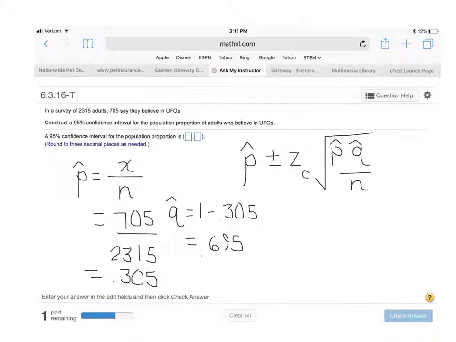So in our confidence interval formula, we have our p hat, which is 0.305, plus and minus our critical value, which we'll get from the table, but we know from previous examples that it's 1.96, but I'll demonstrate on the next board, times the square root of our p hat times our q hat over our n.